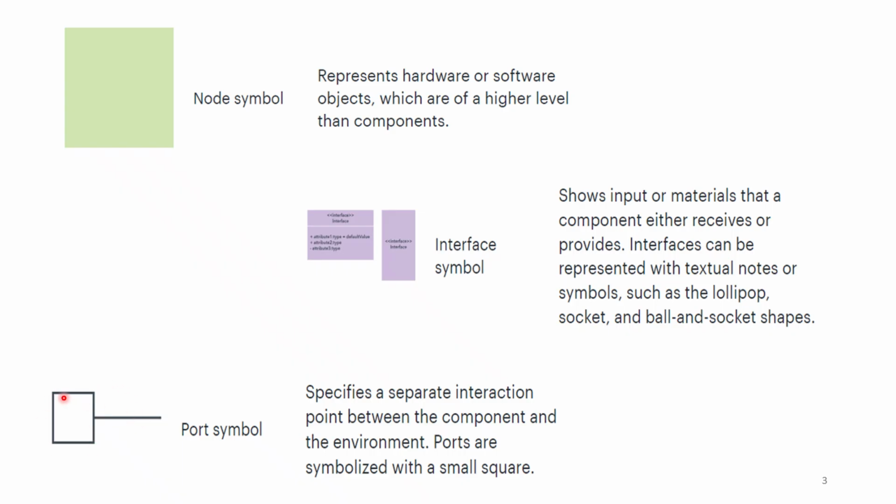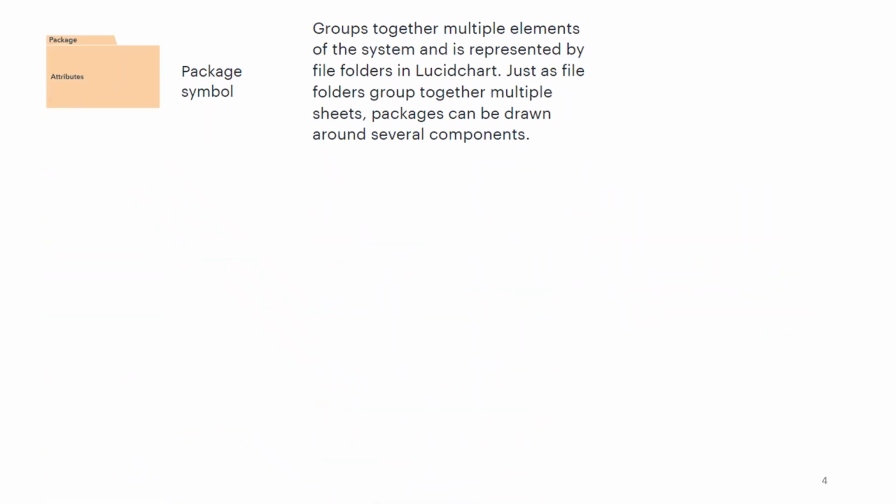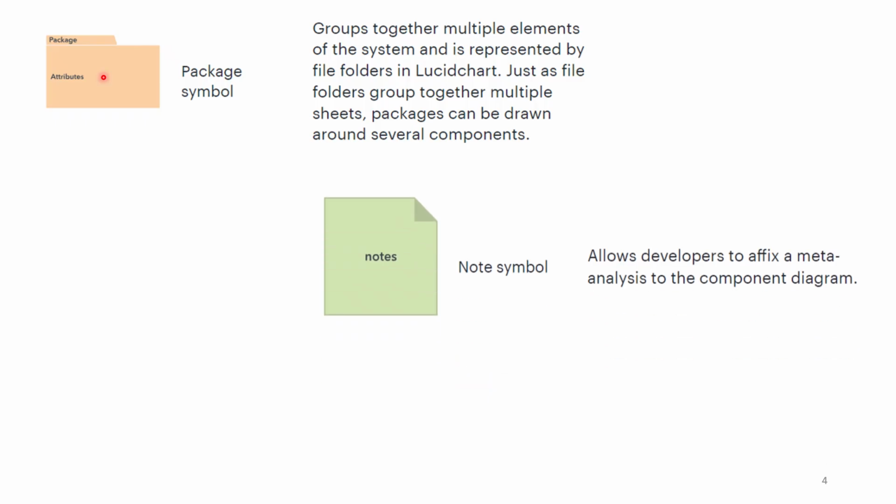And here we can use a smaller rectangle box along with a line, the port symbol, that specifies a separate interaction point between the different components and from the external component to the environment, with a small square box. And we have already seen how the package symbol looks: a rectangle box where the top corner indicates the name of the package, and the contents can be classes, interfaces, or any other subsystems. We have already seen that.